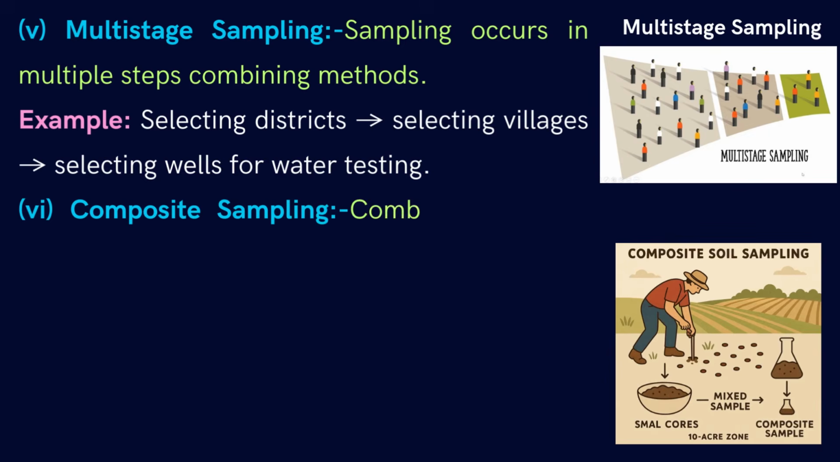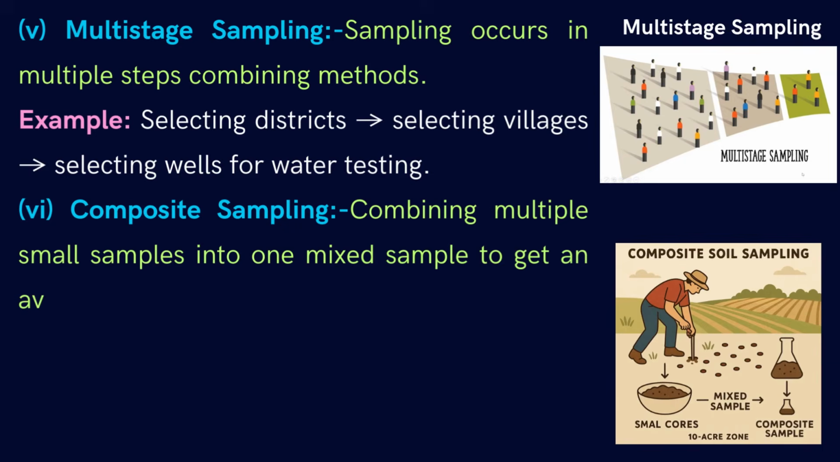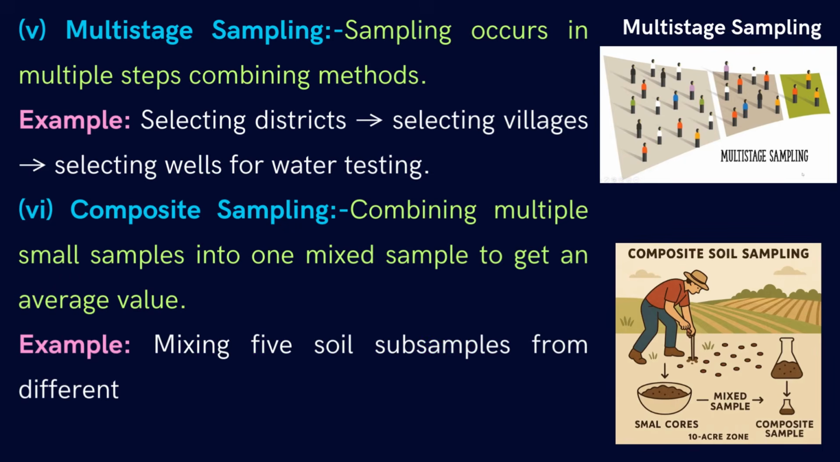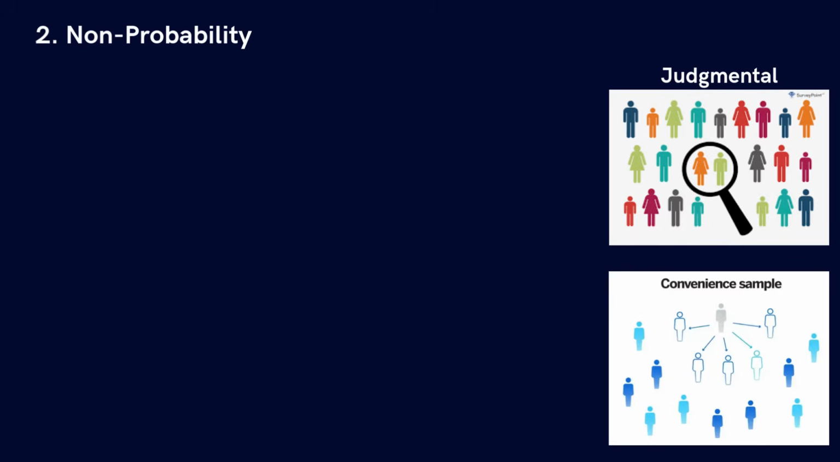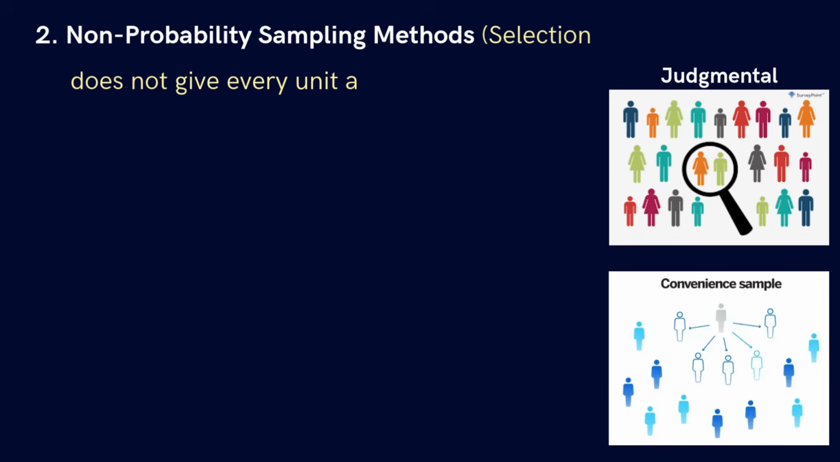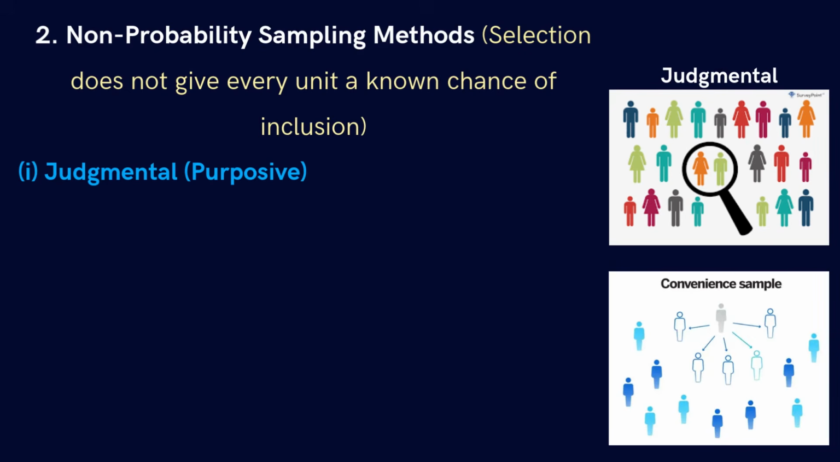Sixth one is composite sampling, combining multiple small samples into one mixed sample to get an average value. Example: mixing 5 soil subsamples from different points of a field to analyze nutrient content. Second type of sampling in statistics is non-probability sampling methods, which means selection does not give every unit a known chance of inclusion. This method has 4 types.